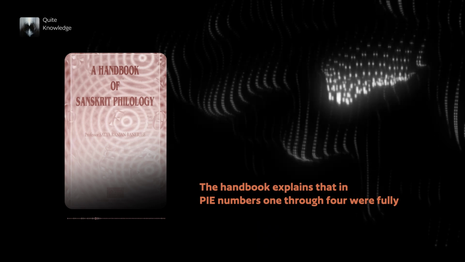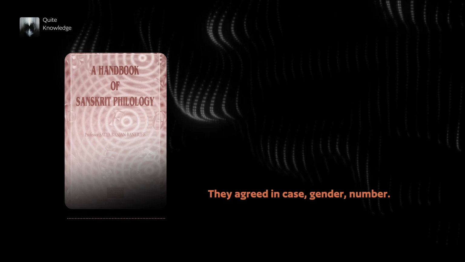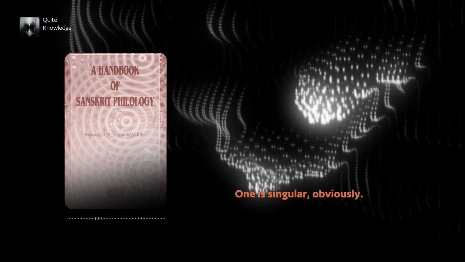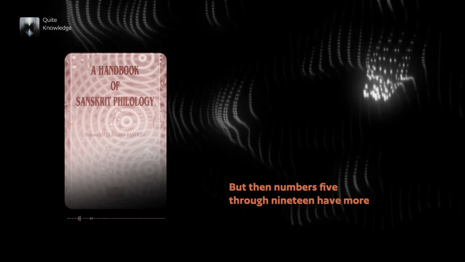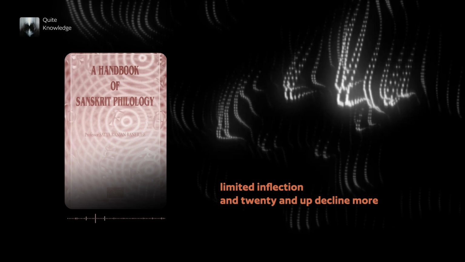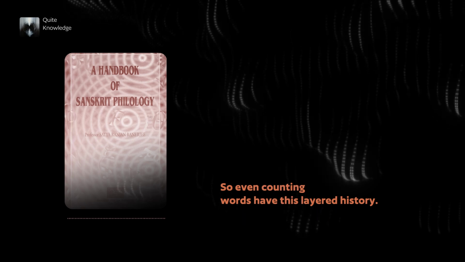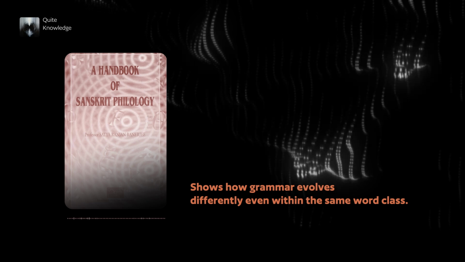The Handbook explains that in PIE, numbers 1 through 4 were fully inflected, like adjectives. They agreed in case, gender, number. Sanskrit keeps that complexity for 1 to 4. 1 is singular, obviously. 2 to 4 function like duals or plurals and inflect fully. But then numbers 5 through 19 have more limited inflection, and 20 and up decline more regularly, like nouns. Huh. So even counting words have this layered history. Absolutely. Shows how grammar evolves differently even within the same word class.